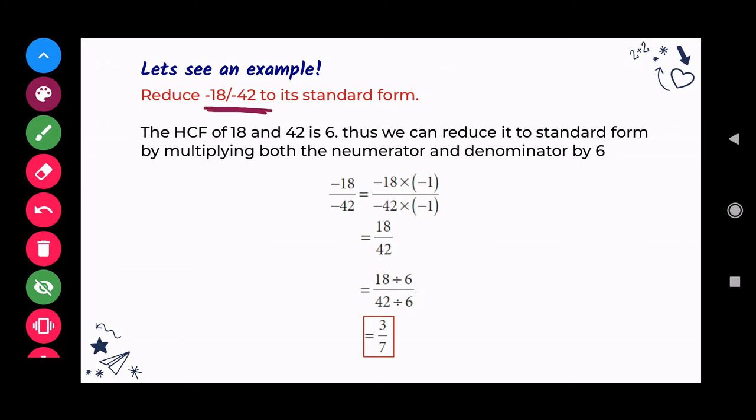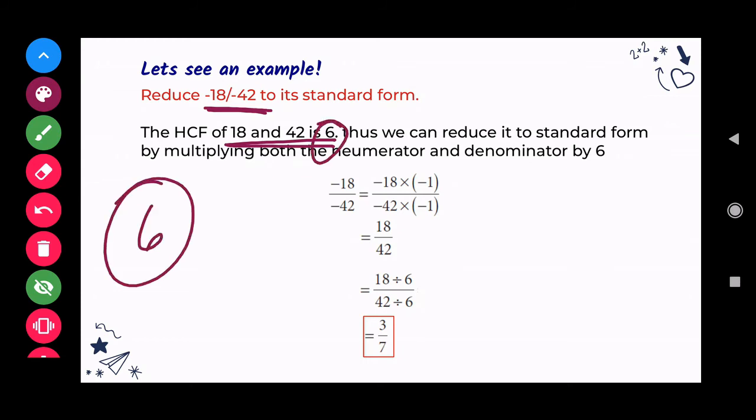Okay, so we have to reduce it to the standard form. The HCF of 18 and 42 is 6. You all know how to find the HCF, so there is no need of explaining it. We have to write the factors of 18 and the factors of 42, and in that, the highest common factor is 6. So 6 is the HCF.